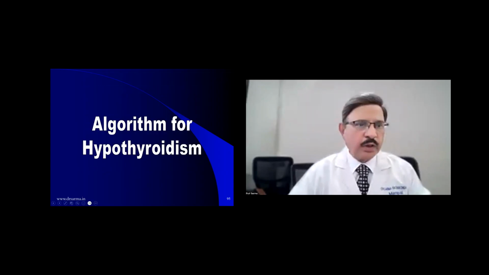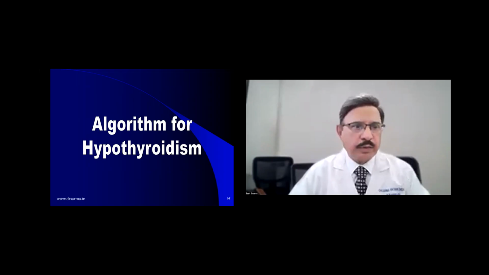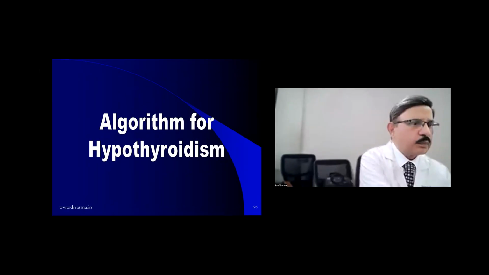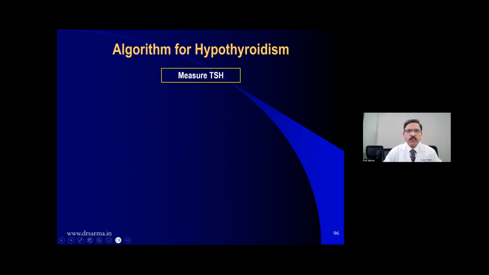Now, I am going to take you through the algorithmic approach for hypothyroidism. All the clinical features and biochemistry we have already discussed. Now I'm going to look at the algorithm. What do you have to do? First of all, you have to measure the TSH. No FT4 here; in hyperthyroidism, both have to be measured. Here TSH alone should be done.